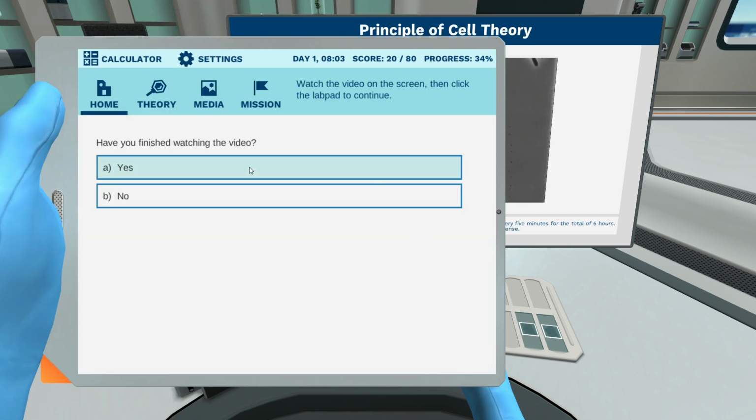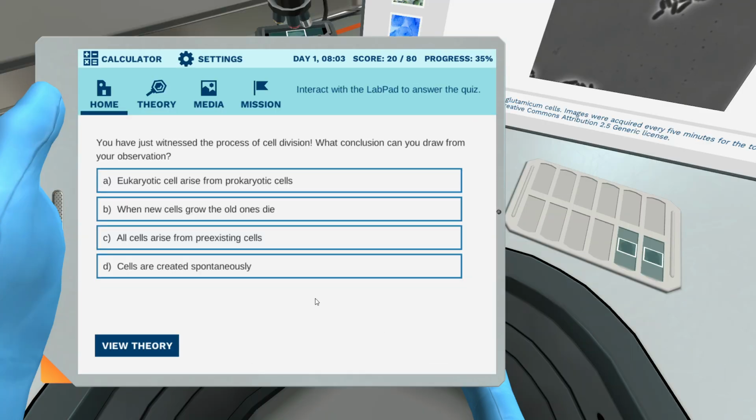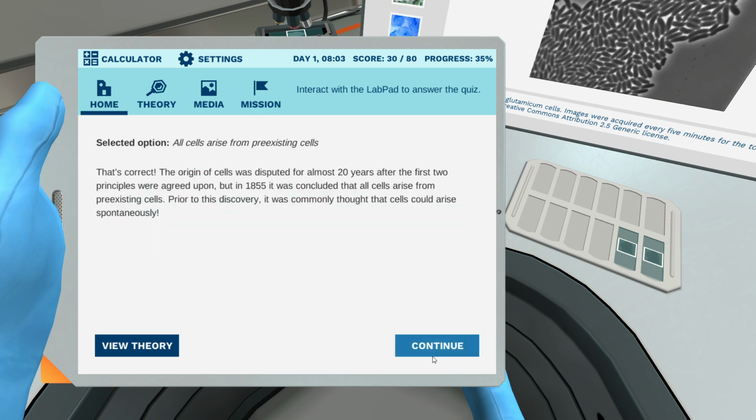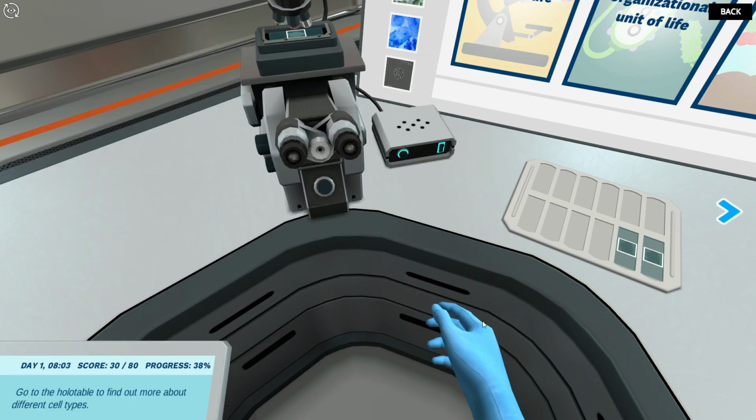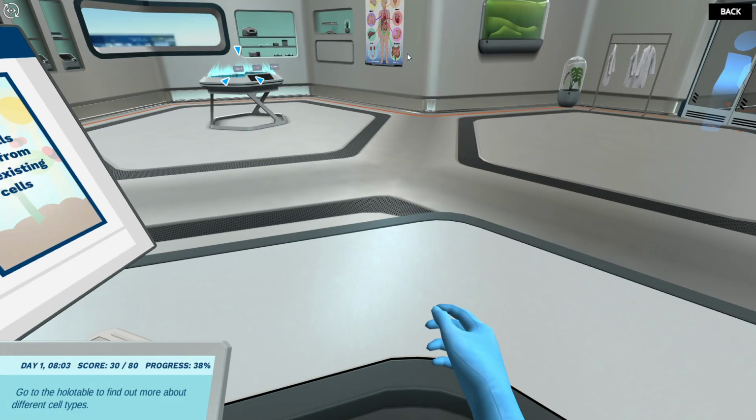Have you finished watching the video? You have just witnessed the process of cell division. What conclusion can you draw from your observation? Option A. That's correct. Amazing. Go to the hollow table to find out more about different cell types.